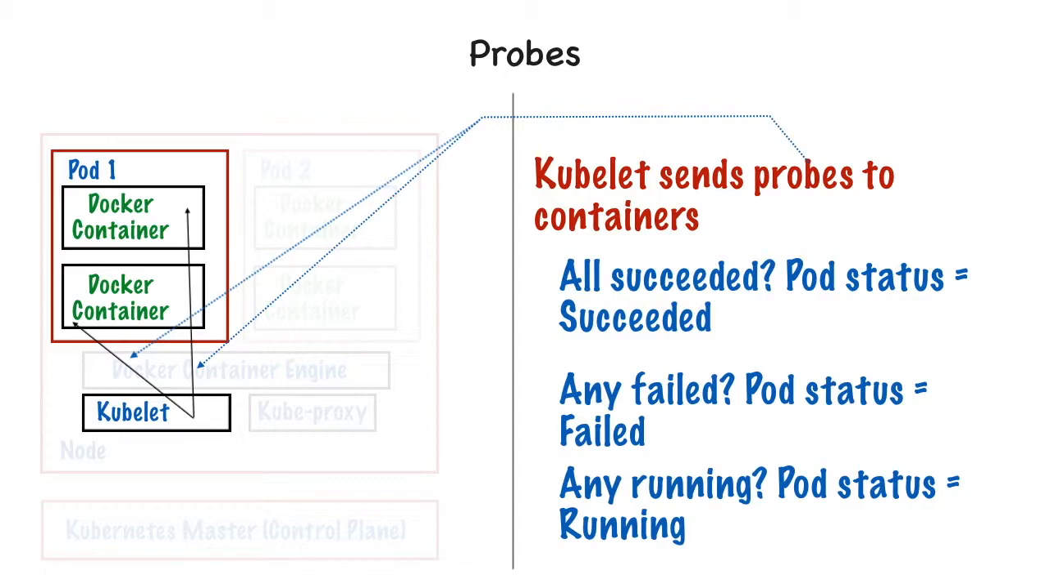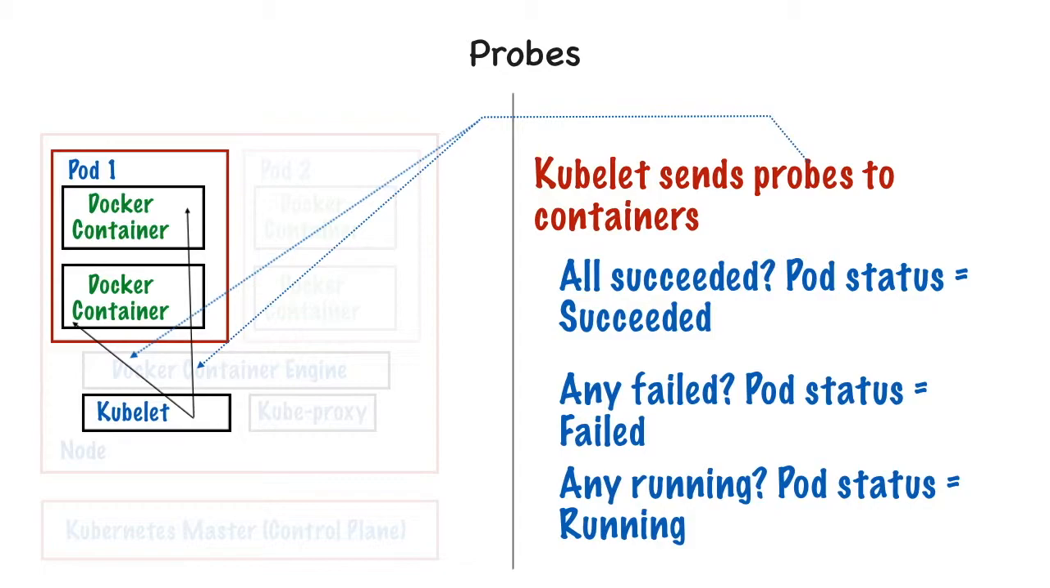If at least one container in the pod has terminated in failure, then the status of the pod will be set to failed. If all of the containers have been created, but at least one container is still running or is in the process of starting or restarting, then the status of the pod as a whole will be set to running.